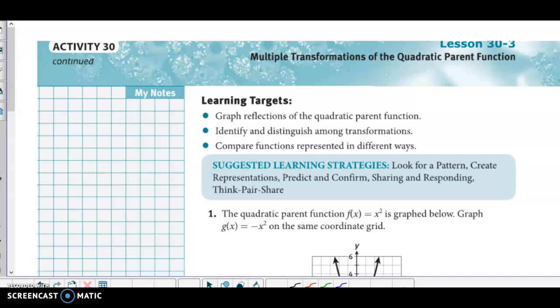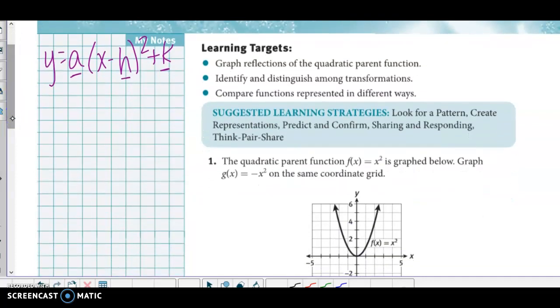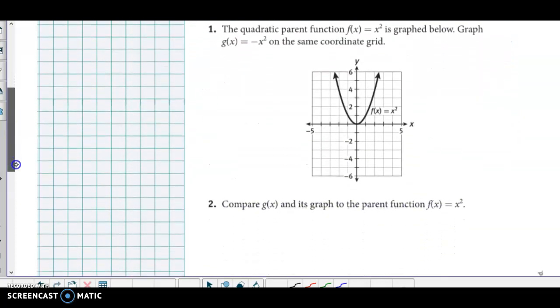Last week we talked about the role of h and k, as well as a, in a quadratic equation. And so today we're going to take all of these three different pieces and put them all together. We're going to look at what happens when we change the sign of a, as well as looking at multiple transformations of a graph.